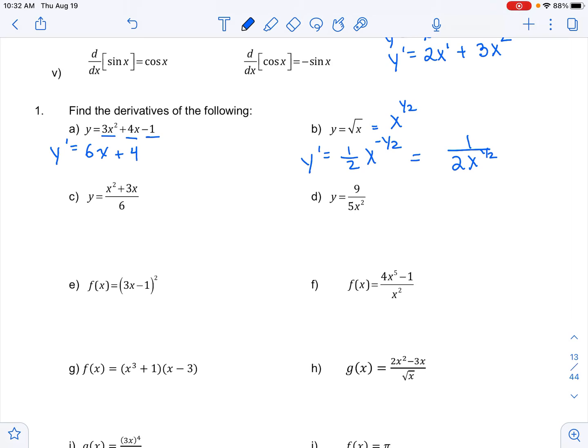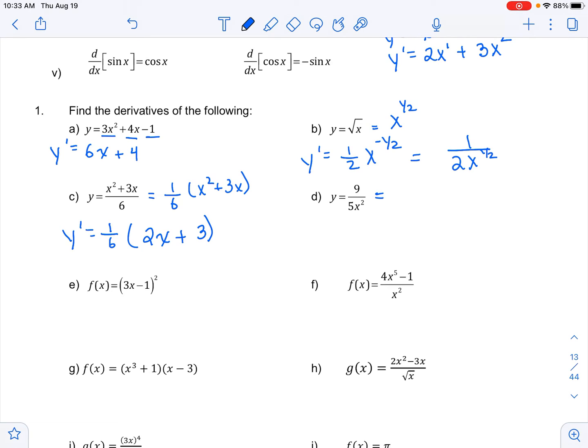The next one, that 6 on the bottom is really the same as this. Pull out that 6 and let's rewrite it like this. So you can really think of it as that constant multiple, right? So what do we do? We just multiply. So we're going to leave that 1/6. The derivative of x squared is 2x. And the derivative of 3x is 3.